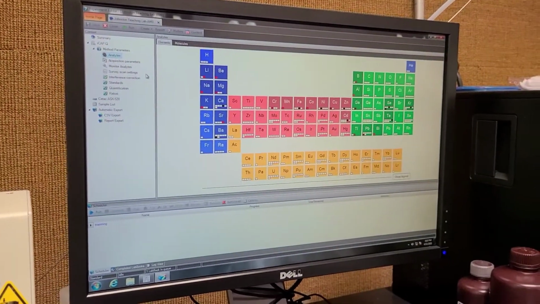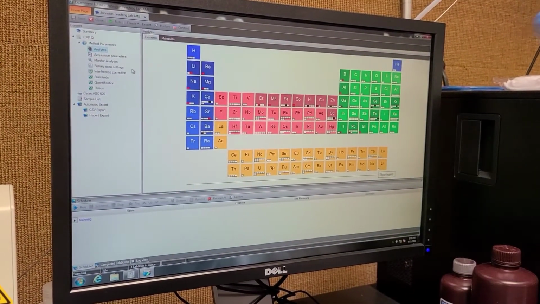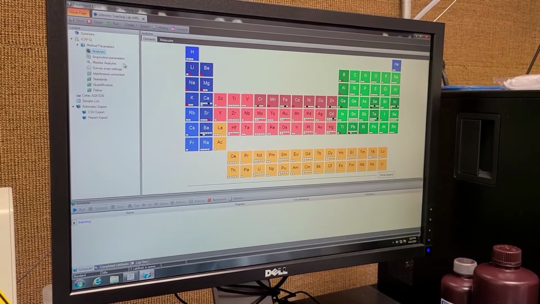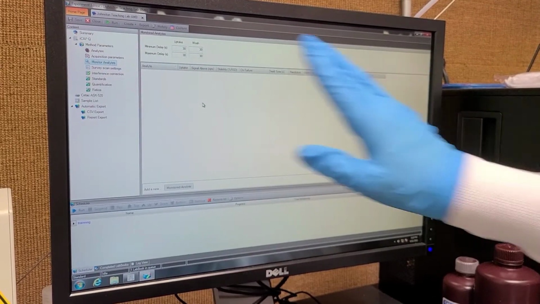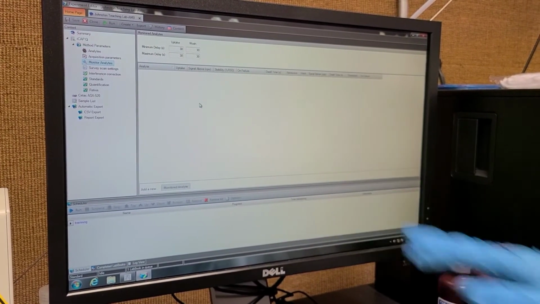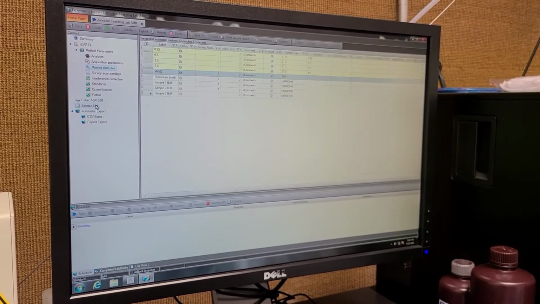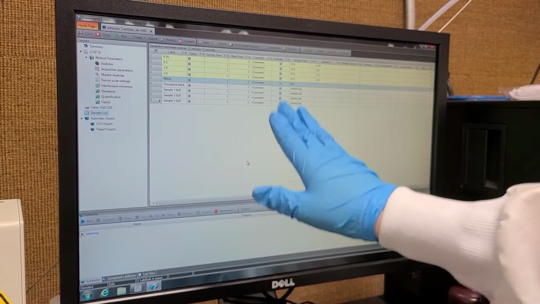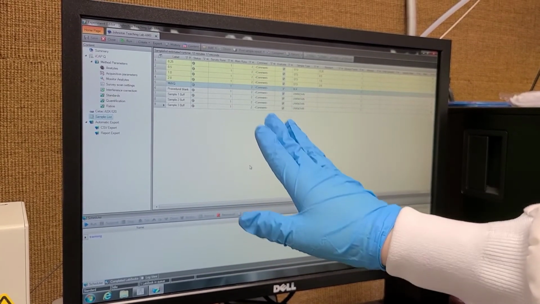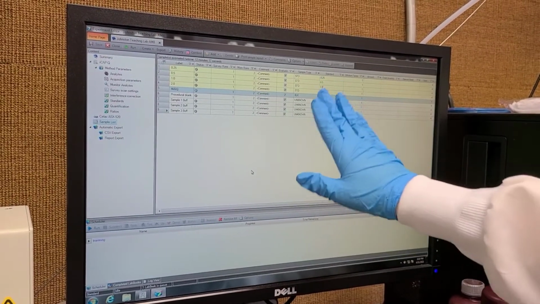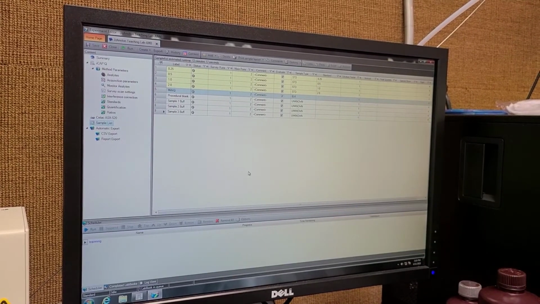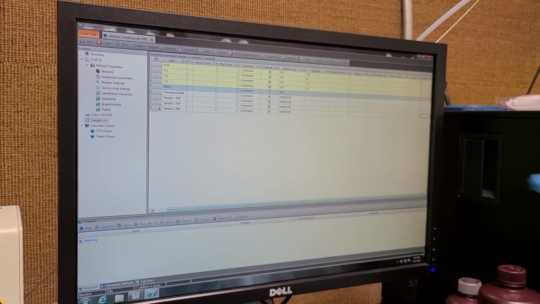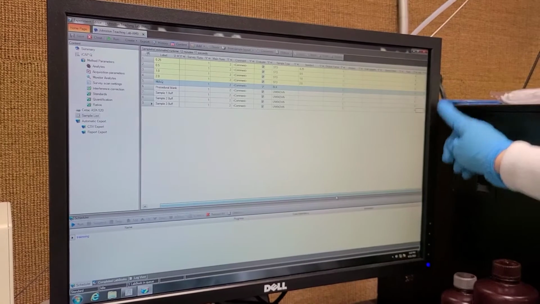We have our elements selected based on our standard, and we have our uptake and wash time selected. We also have all of our standards inputted, our blank and our procedural blank and our samples. We have them labeled accordingly, and we have the correct rack selected and vial number.